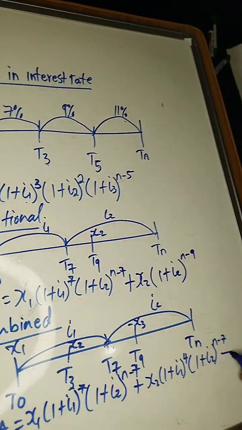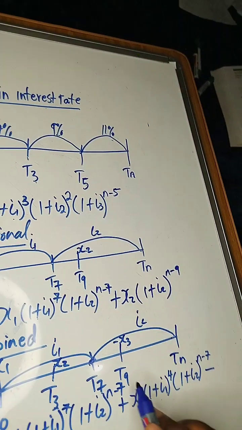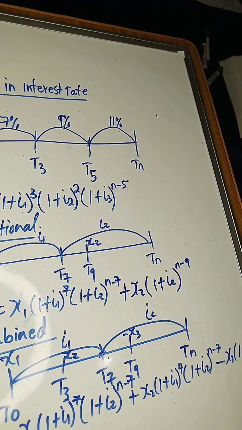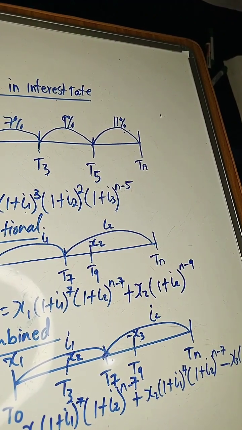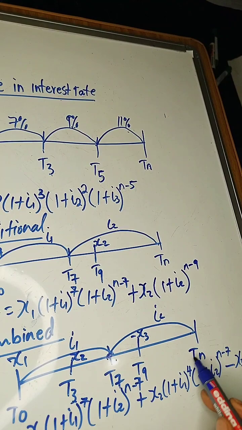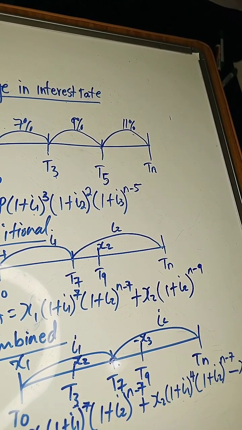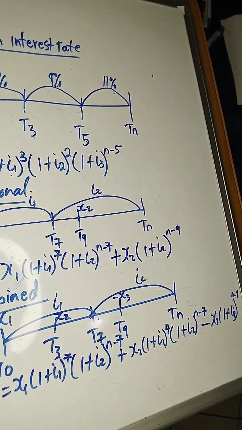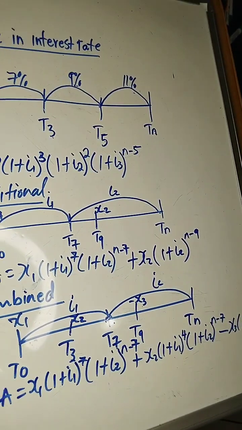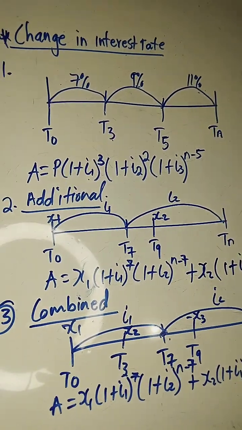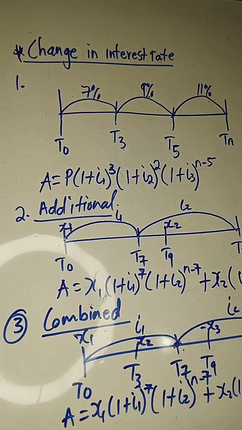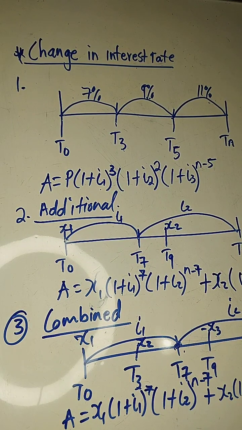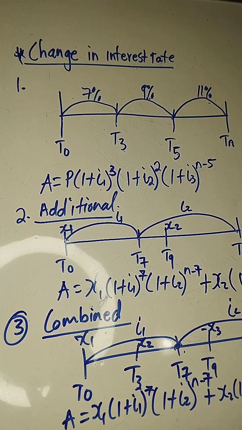Then subtracted by, why am I subtracting? There is a withdrawal. Then I will say X3 into 1 plus I2 into n minus 9. That is how I do it. So this is how we deal with timelines with change in interest rates. Remember, most people confuse these timelines, so make sure you practice them. Now let's approach one problem before we continue.